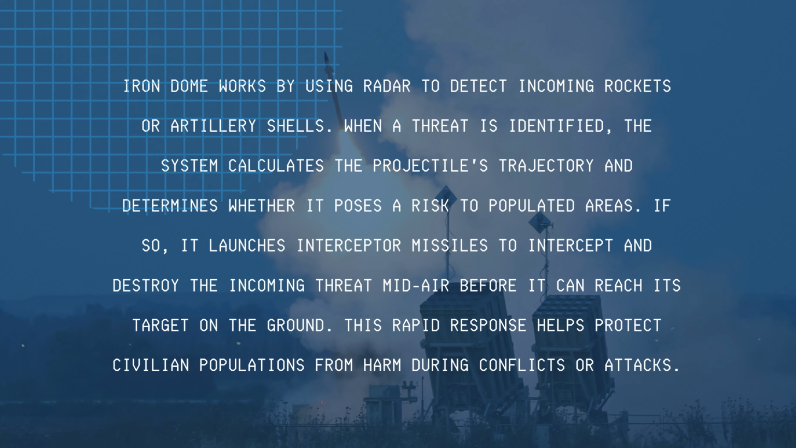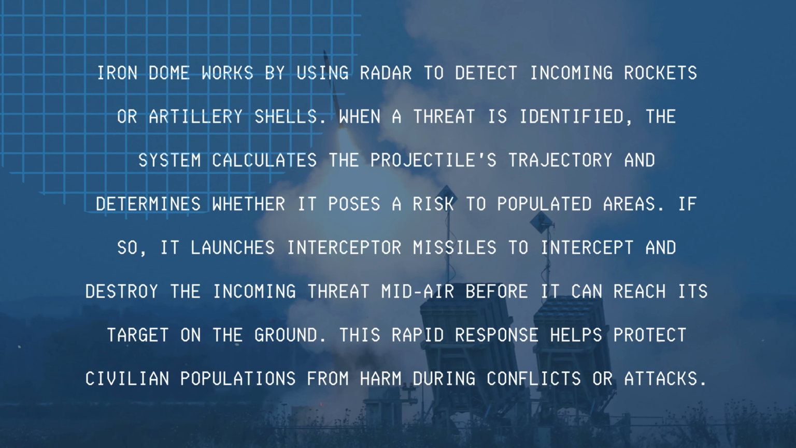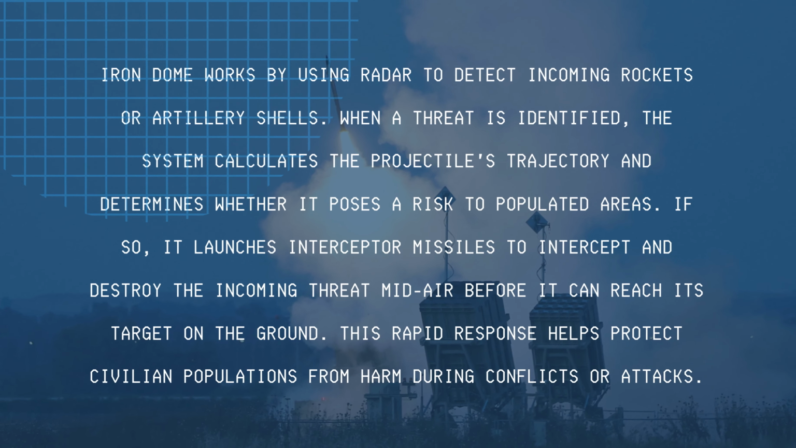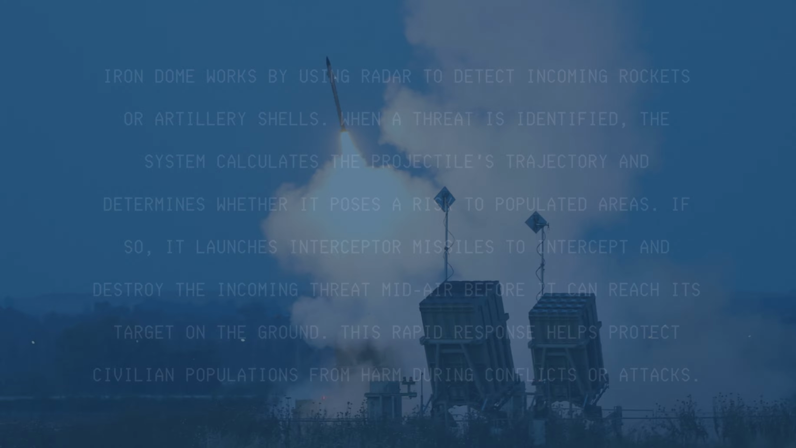Iron Dome works by using radar to detect incoming rockets or artillery shells. When a threat is identified, the system calculates the projectile's trajectory and determines whether it poses a risk to populated areas. If so, it launches interceptor missiles to intercept and destroy the incoming threat midair before it can reach its target on the ground. This rapid response helps protect civilian populations from harm during conflicts or attacks.